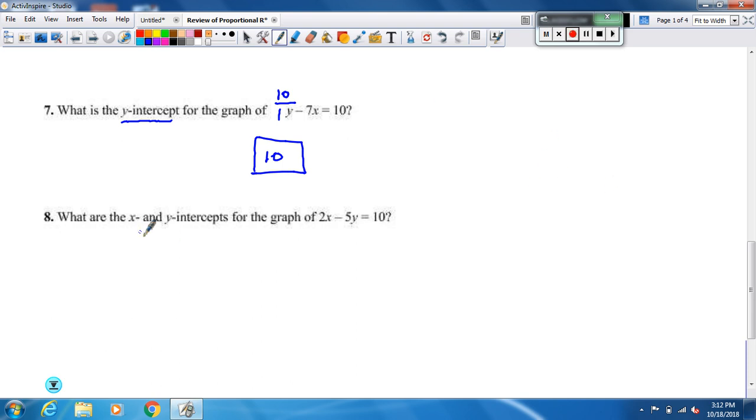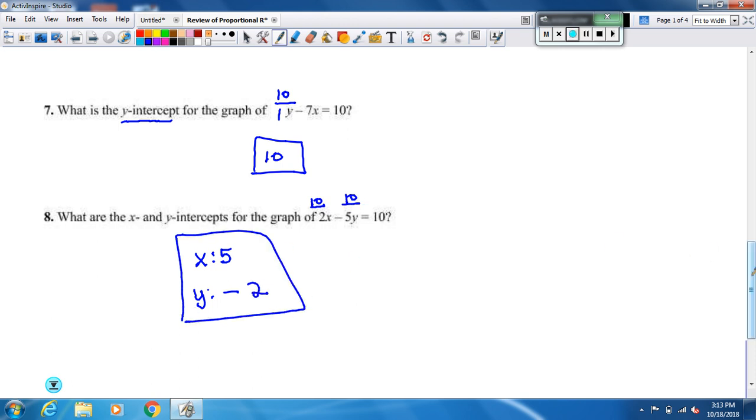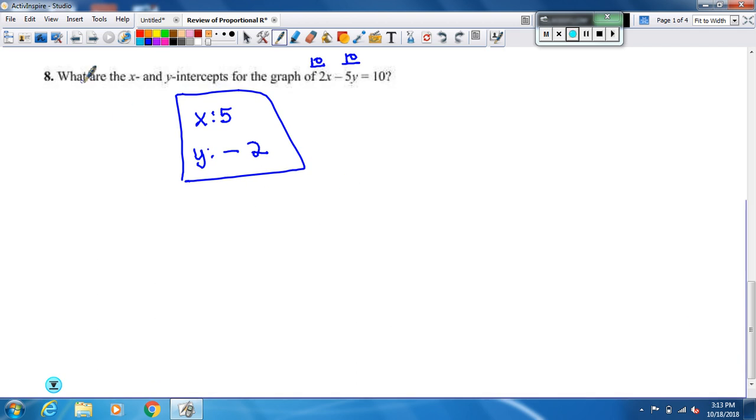Okay, what are the x and y-intercepts for the graph of 2x minus 5y equals 10? You take the 10 and pop it above each one. Okay, so the 10 over 2 is stuck to the x, so that's the x-intercept. And 10 divided by 2 is 5, so the x-intercept is 5. And then for the y-intercept, you have a negative on the bottom, but no negative on the top to cancel it out, so it stays negative. And 10 divided by 5 is 2, so there you have your x and y intercepts.